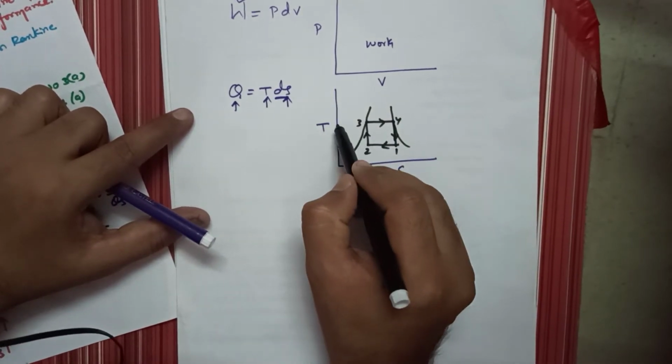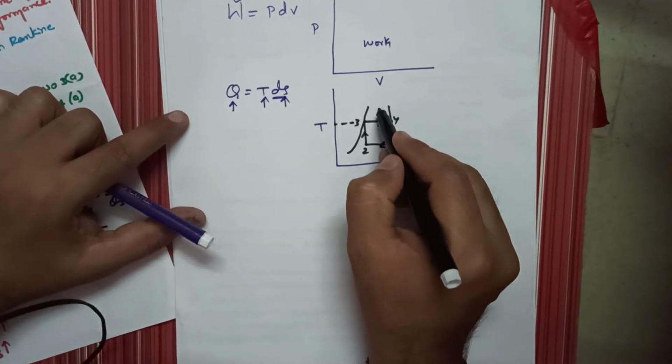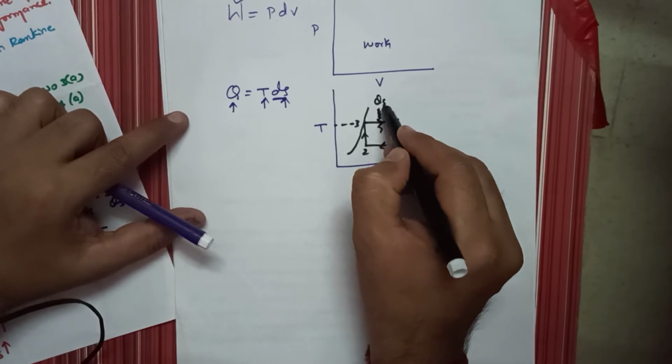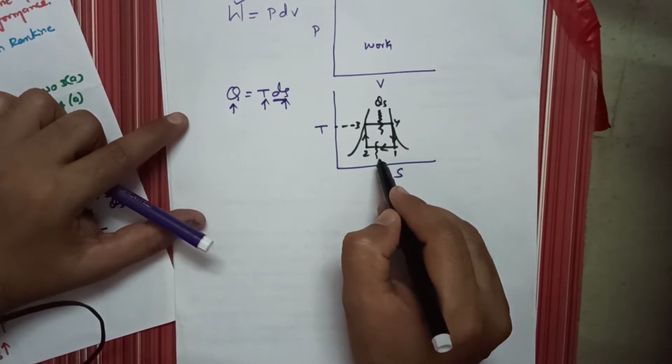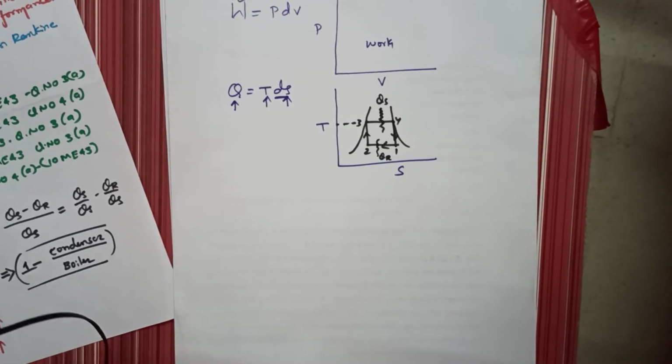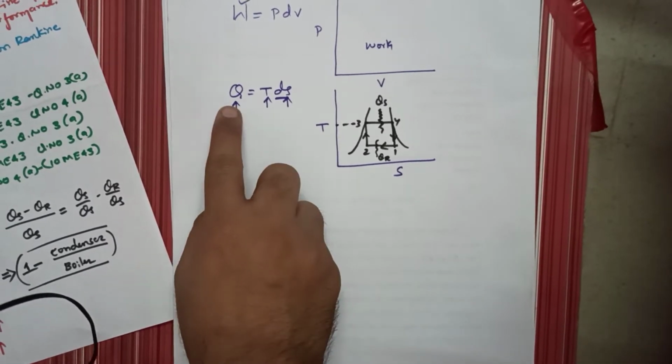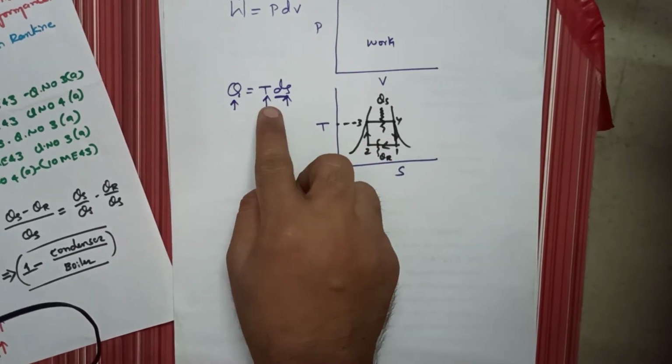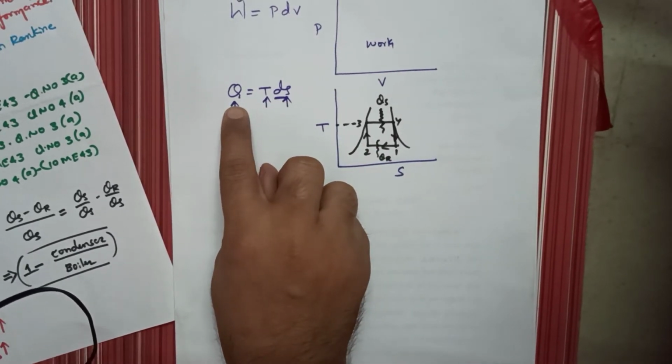So here 3 to 4 is heat supplied and 1 to 2 is heat rejected. Now I told you the area below the curve will give heat transfer. The area below the curve in the TS diagram will give the value of Q.